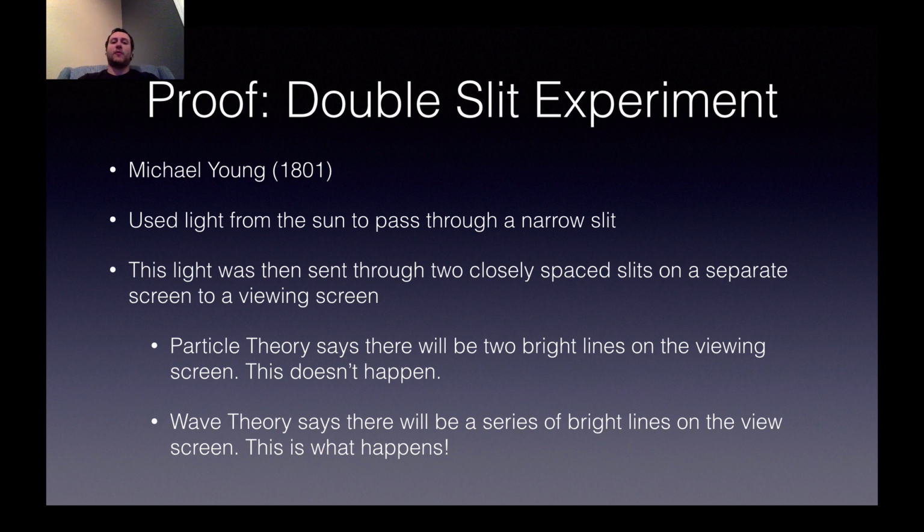However, that's not what happens. What does occur is based on wave theory. So instead of seeing two bright lines, you see a series. So depending on how far you let it go, you're going to see 4, 6, 8, 12. You're going to see multiple lines, more than two bright lines that are back behind there.